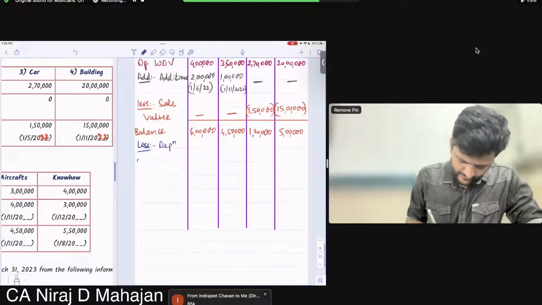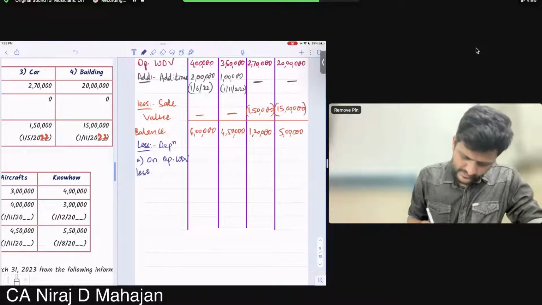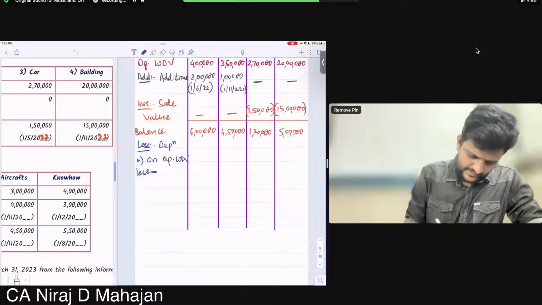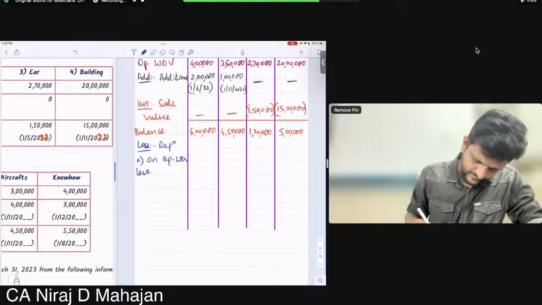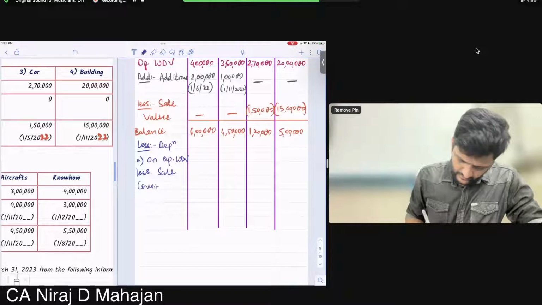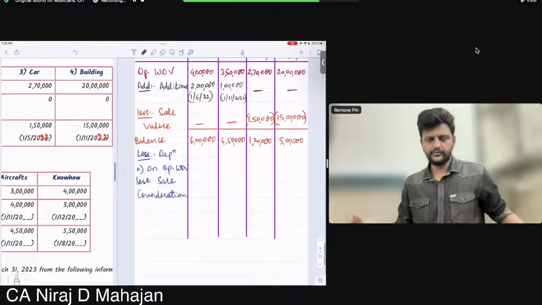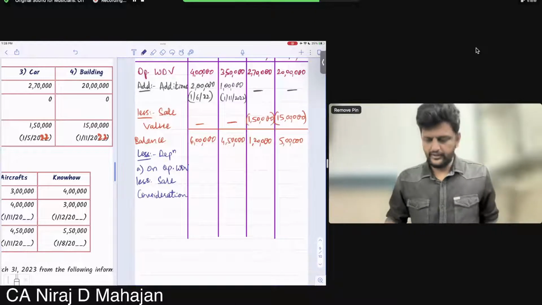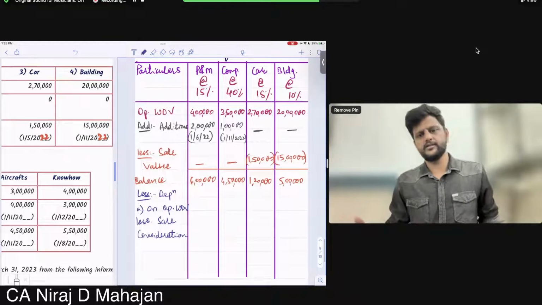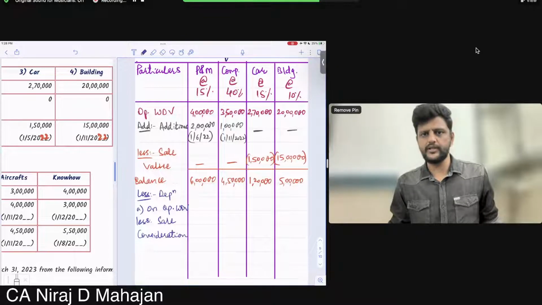First A. On opening WDV, less sale consideration. Did you understand what I'm telling you? In car and building there is a sale. So I'll give depreciation on 1,20,000 and 5 lakhs.